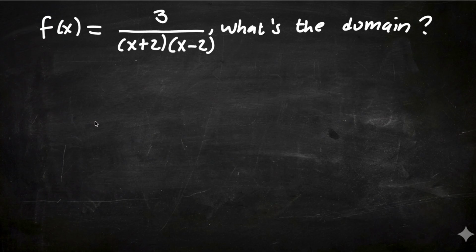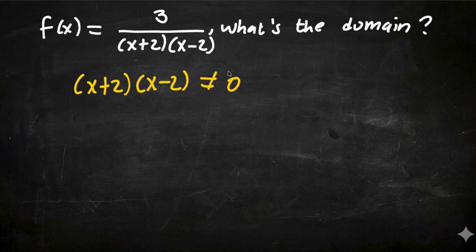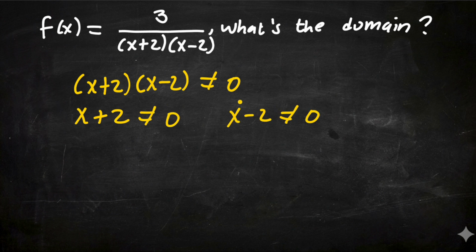Let's do another example. What's going to be the domain of this function? Again, we take whatever we have in our denominator and we set it not equal to 0. And so now we need to solve for x. We're going to take each factor and solve for x separately: x plus 2 and also x minus 2. For this one, x is going to not equal negative 2. And for this one, x is going to not equal 2, which makes sense, right?